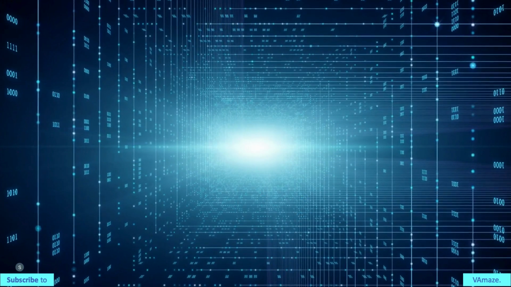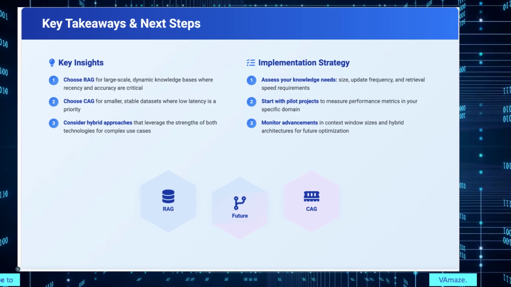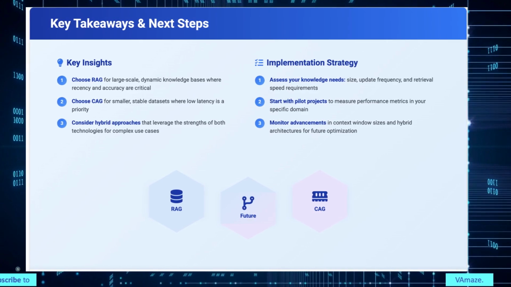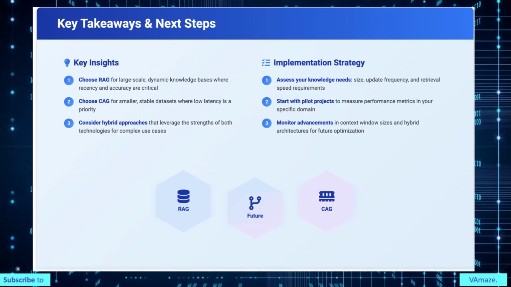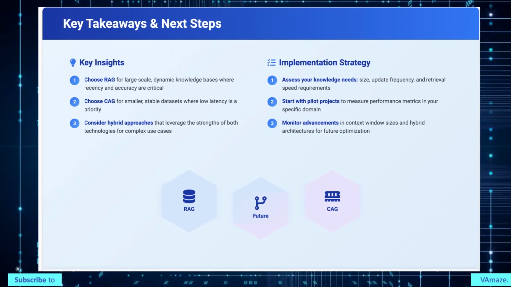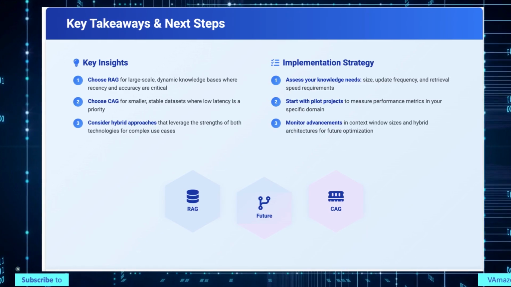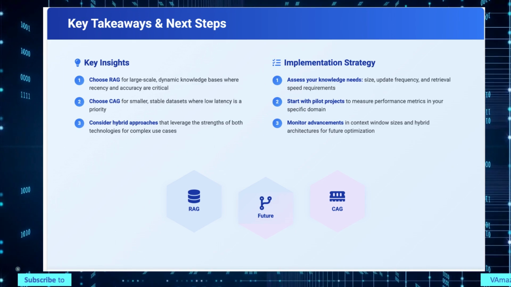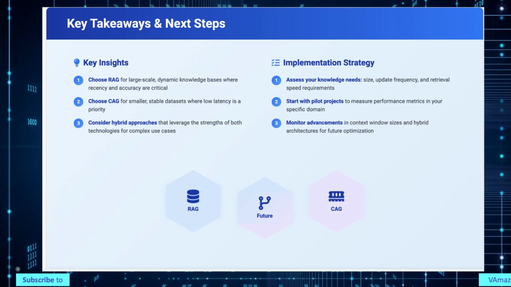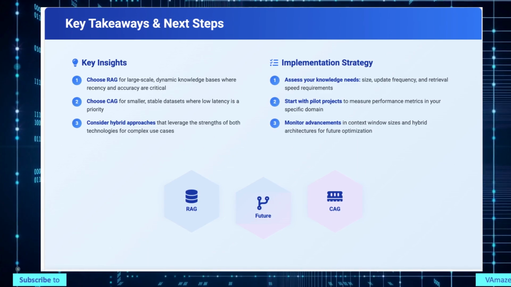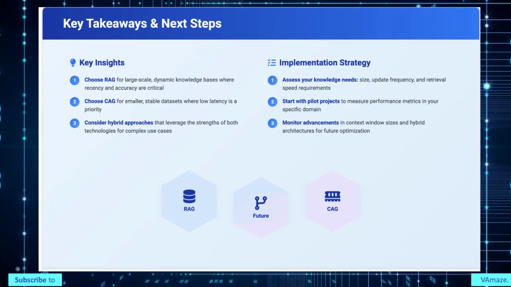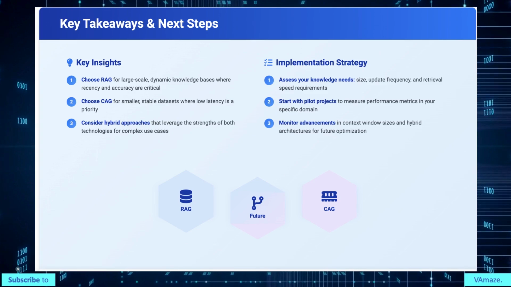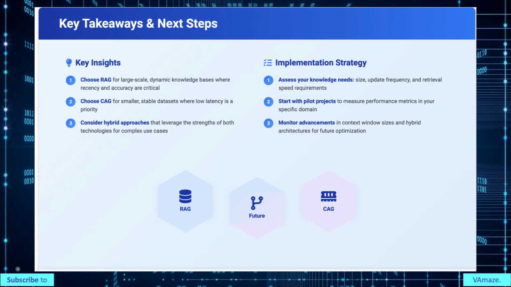Key takeaways and next steps. To wrap up, here are the key takeaways. 1. RAG is best for large-scale dynamic knowledge bases requiring accuracy and recency. 2. CAG is ideal for smaller, stable datasets where speed is critical. 3. Consider hybrid approaches for more complex use cases. As for next steps, assess your knowledge needs, start with pilot projects to measure performance, and keep an eye on future developments like larger context windows and hybrid architectures.